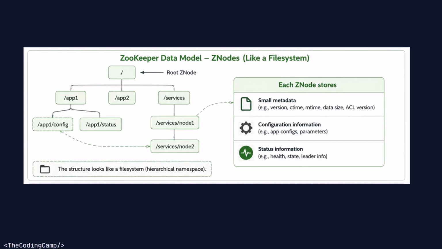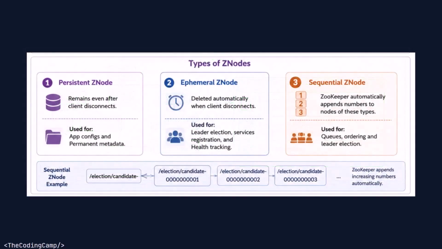There are 3 types of znodes. Persistent znodes remain even after the client disconnects. They are used for app configs and permanent metadata. Ephemeral znodes are deleted automatically when the client disconnects. They are used for leader election, service registration, and health tracking. And sequential znodes, where Zookeeper automatically appends numbers to nodes of these types. They are useful for queues, ordering, and leader election.